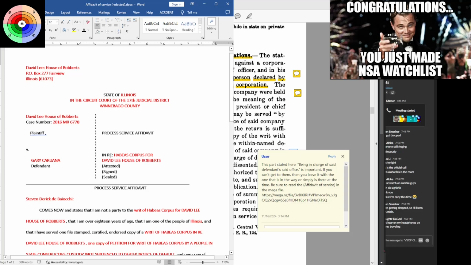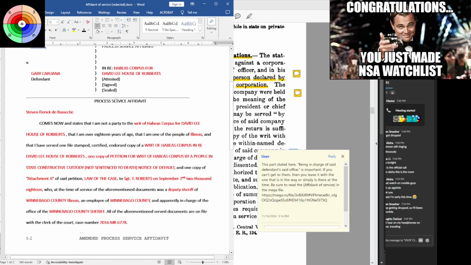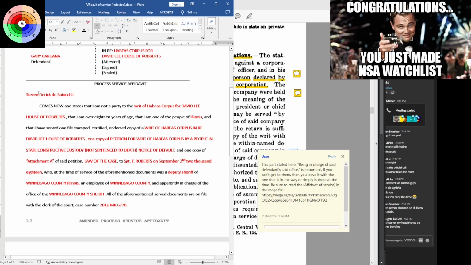So in re is short for in regards. Habeas corpus for David Lee, House of Roberts. It's attested, it's signed, and it's sealed. Okay. So process service affidavit, the name of your process service agent goes here. So the agent would put their name here.